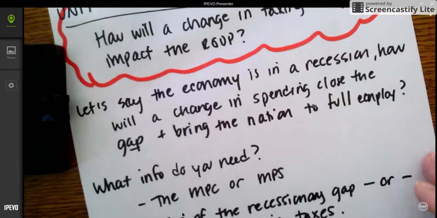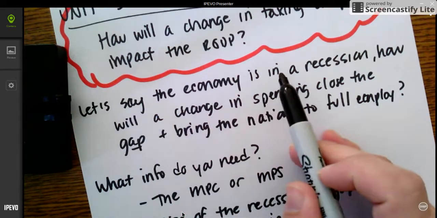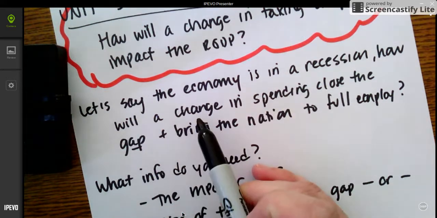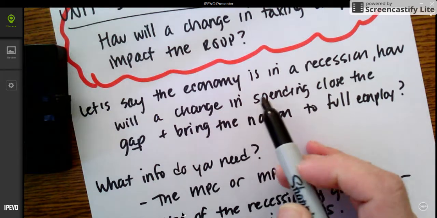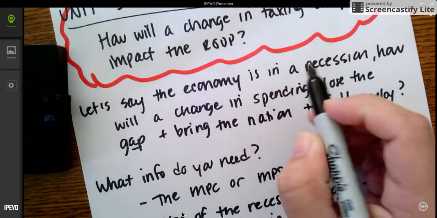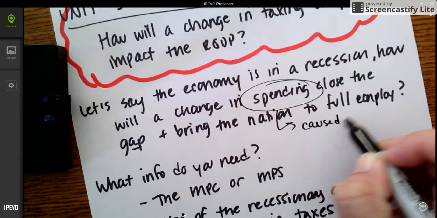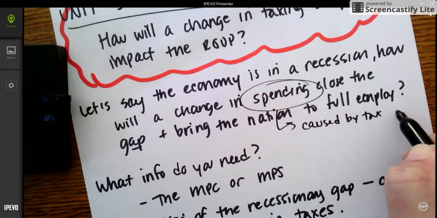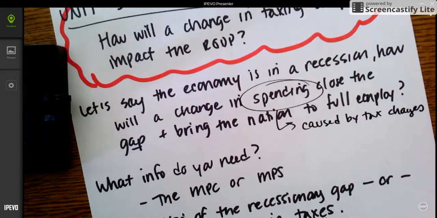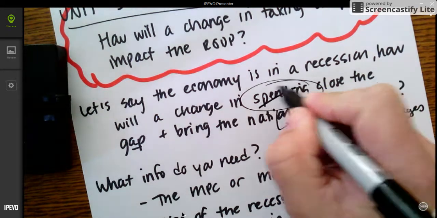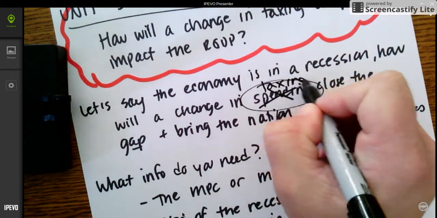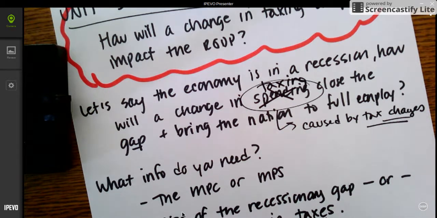So let's go with the same type of scenario we did before. Let's say the economy is in a recession. How will a change in spending close the gap and bring the nation to full employment? Now remember, this is spending caused by tax changes. So it's really a change in taxing. So you have to think about it as taxing then impacts spending. So again, they're very similar, but we're given different information.